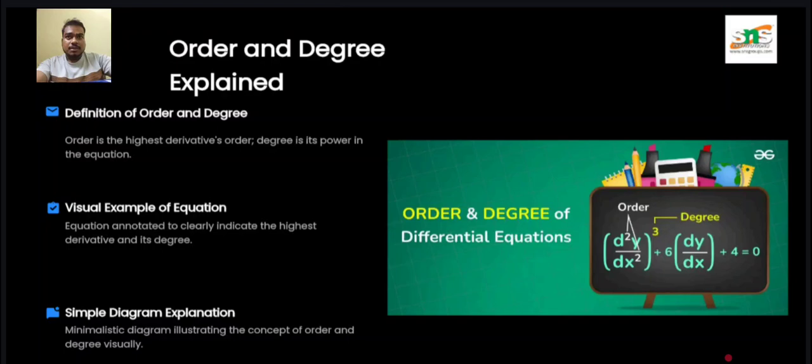Another important thing to understand is the difference between order and degree. Order is about the level of the derivative, while degree is about the power of the derivative. Students often mix these two up, but once you clearly separate these ideas, it becomes much easier to handle equations.